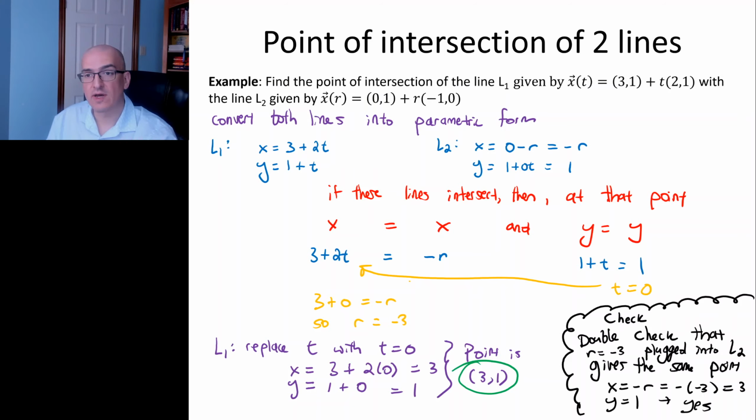We didn't need to do that. We also didn't need to plug in t is equal to 0. We could have found r first and then just plugged in r into the parametric equations for line 2, not dealing at all with the parametric equation for line 1.